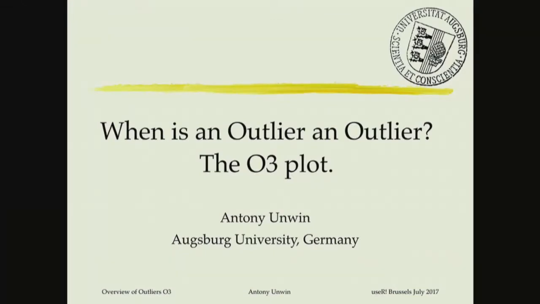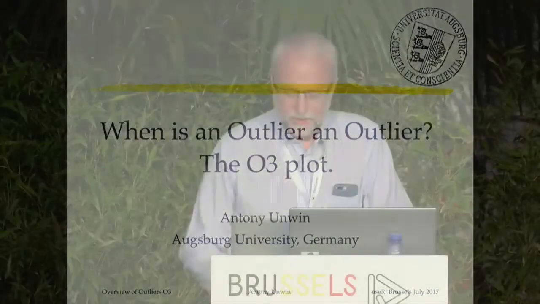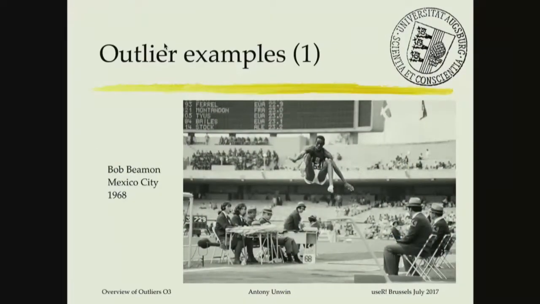As the chairwoman said, my name's Anthony Unwin, and I want to talk about the black hole of outliers and hope that the O3 plot I'm going to suggest will shed some light on them. So what do we think about outliers? Well, if you're old enough like me, you remember Bob Beamon's jump in 1968, the long jump at the Mexico City Olympics, and that was an outlier. It was such an outlier that they had to measure it by hand because they weren't ready for such a long jump. It's still the Olympic record.